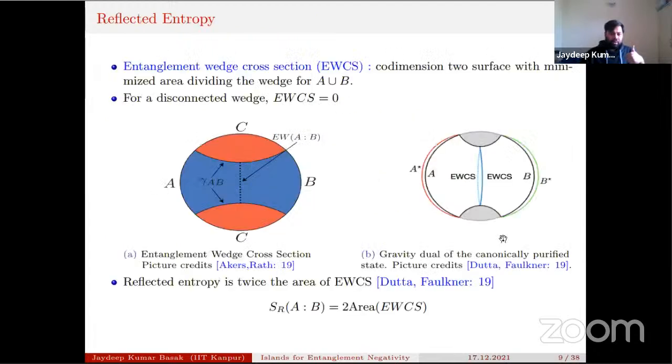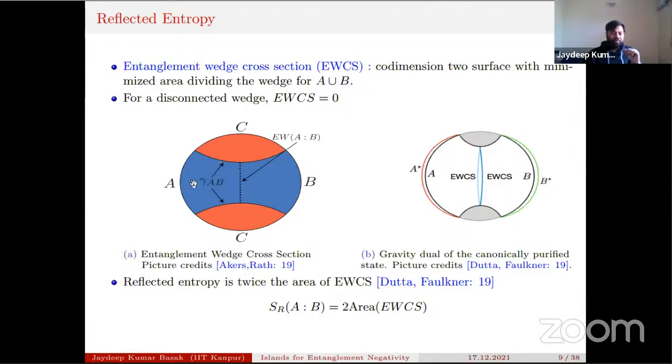Now going to the next topic, which is the holographic reflected entropy. It has a nice dual called the entanglement wedge cross section. It can be defined as the codimension 2 surface with minimized area dividing the total entanglement wedge of A and B. To understand that, we can look at this figure, where A and B are two subsystems and we have a connected wedge. We can also have a disconnected wedge where A and B sit far away. In that case, the situation will be quite different.